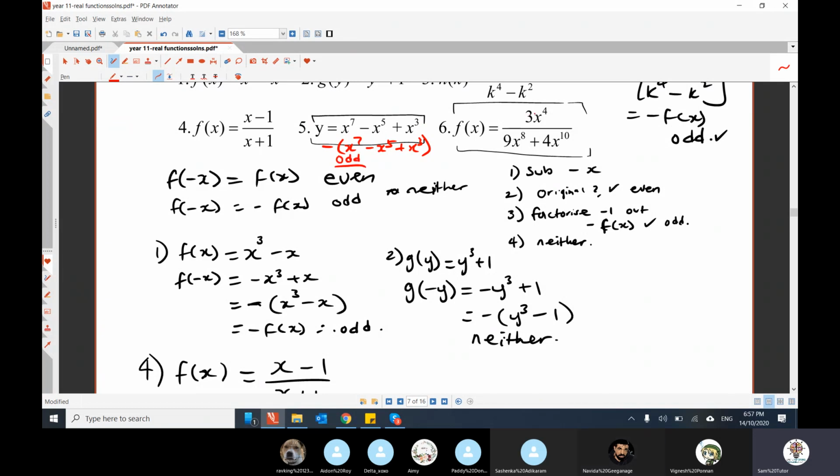What about this? What happens when you put a negative in the power of 4? Power of 8? Power of 10? What's going to happen? Are they going to change? No. So guess what's going to happen here? Exactly the same, which is even. So through observation, you should be able to see that.